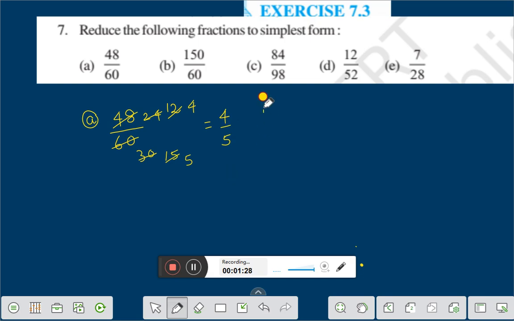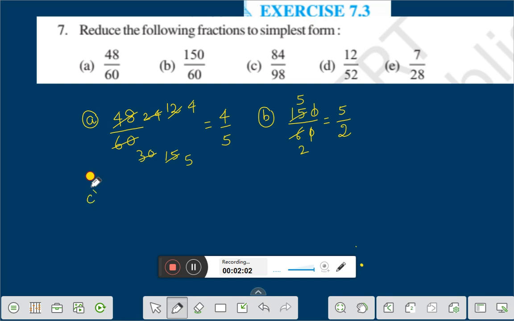Now question number B. Question B is 150 by 60. The zeros will cut. Then divide by 3: 3 twos are 6, 3 fives are 15. That is 5 by 2. 5 by 2.